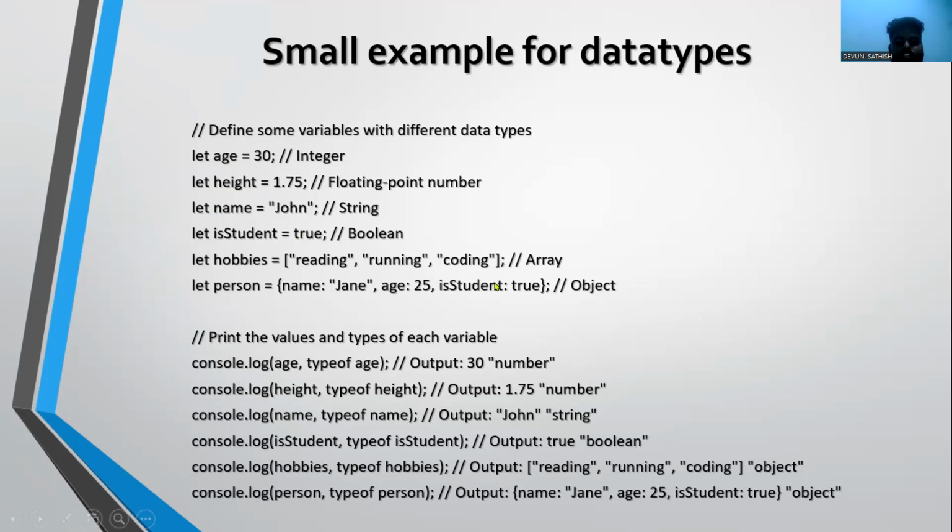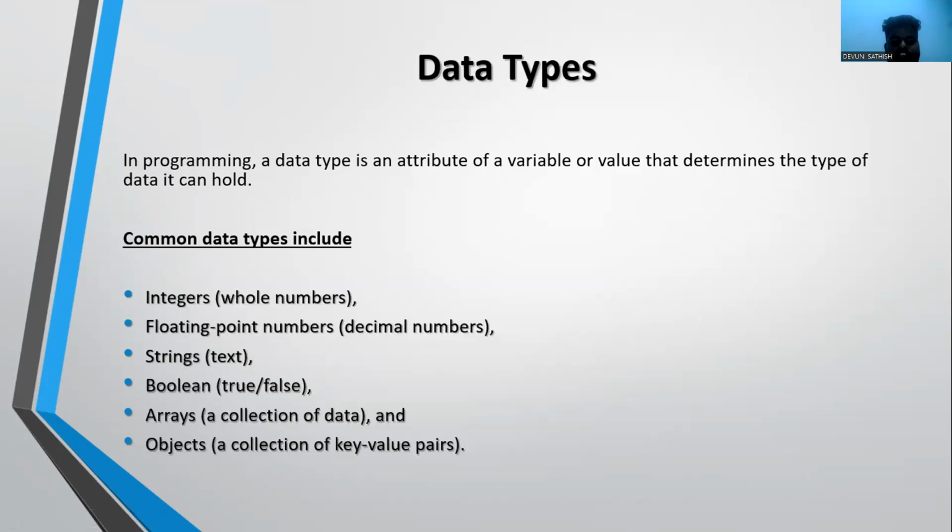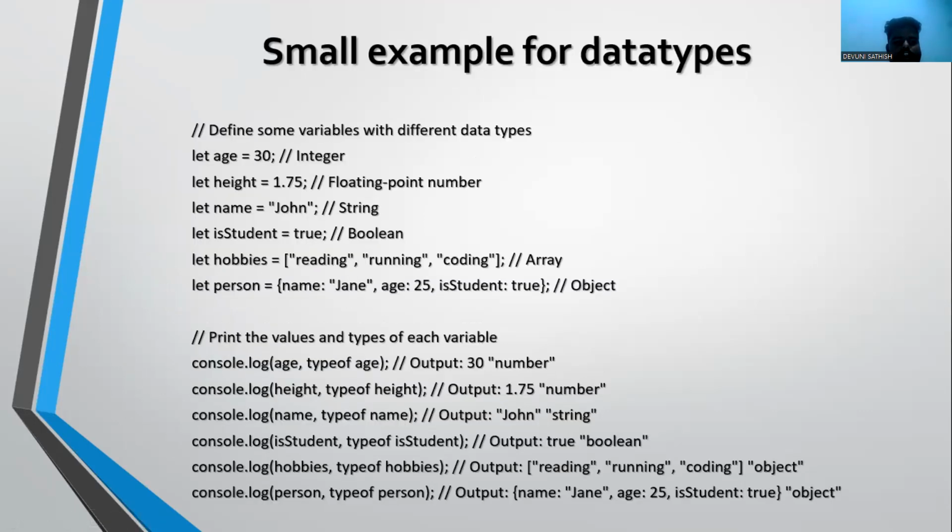Let hobbies, this is an array which stores multiple values. And coming to the person, I have explained a collection of keys and values. Here I am entering the key name, and John is the value, and age is a key, and the value is 25. Is a student or not, I'm assigning with true or false, like a Boolean expression.